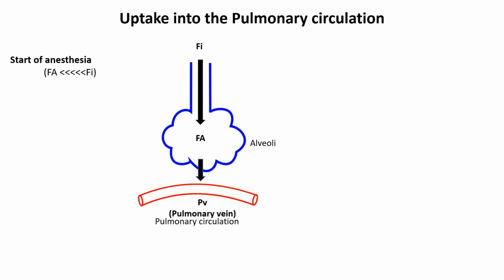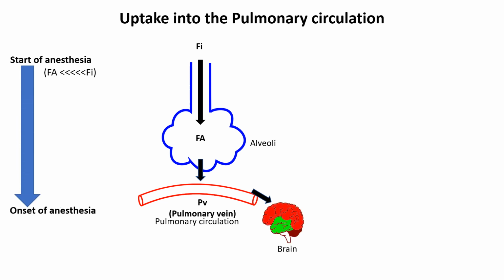Over time, as blood and tissue compartments begin to saturate, the rate of uptake decreases. This allows alveolar concentration to gradually rise and approach inspired concentration, leading to equilibrium between the inspired and alveolar concentrations.